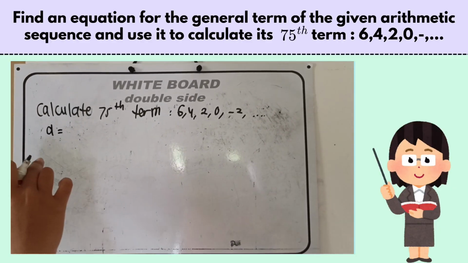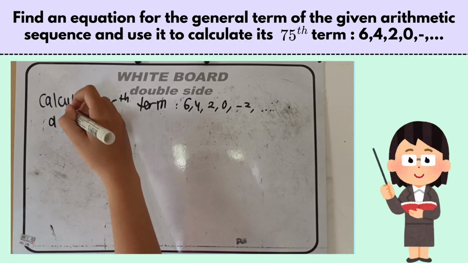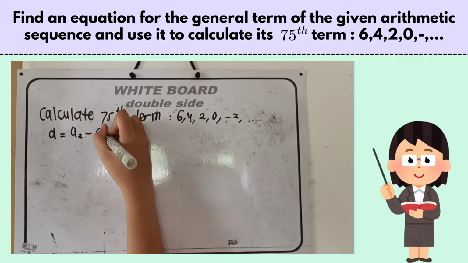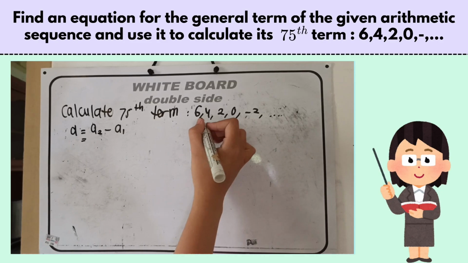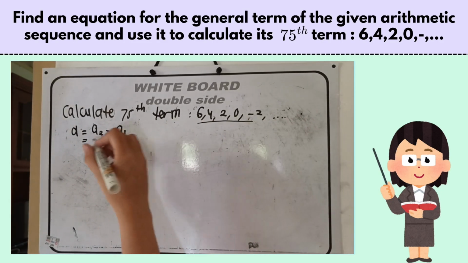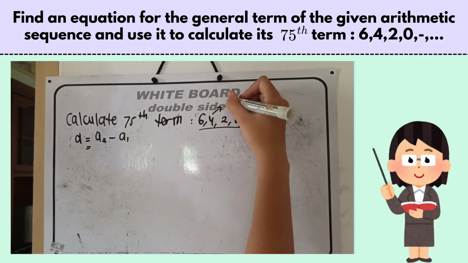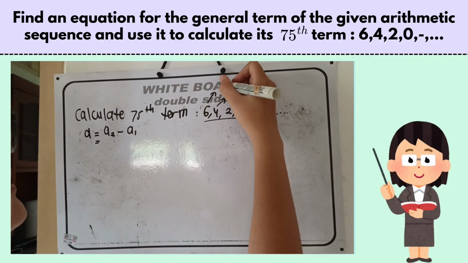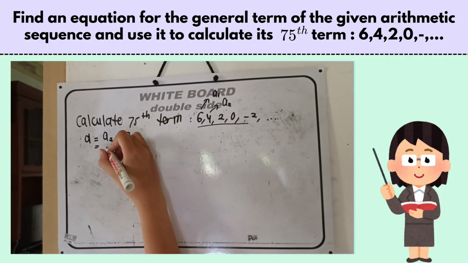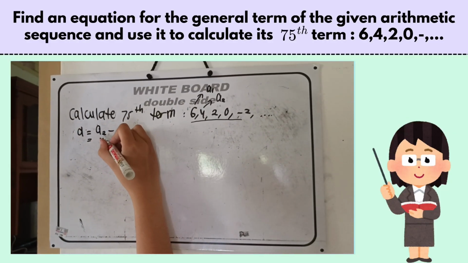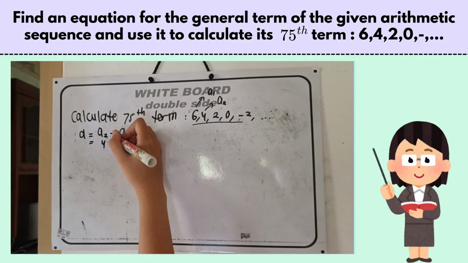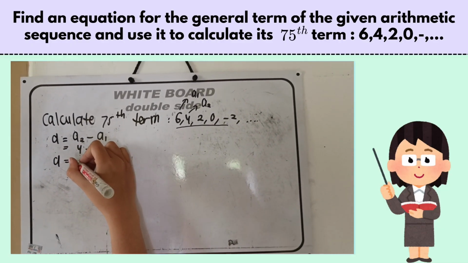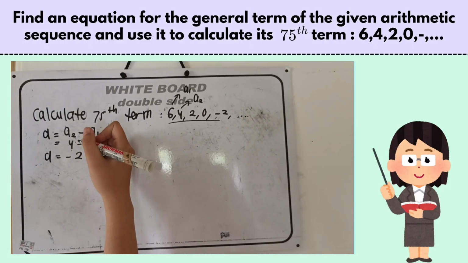Remember, to find this, we need a sub 2 minus a sub 1. Look, a sub 2 is equal to 4 and a sub 1 is equal to 6. So we write again in here 4 minus 6. And then we have d is equal to negative 2.